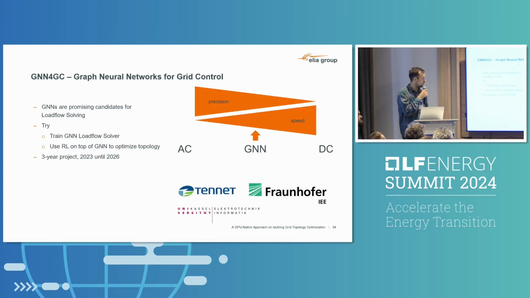Next to this, we're also involved in graph neural networks for grid control, which is a research project, basically looking at graph neural networks for the load flow calculations. This is one aspect, and the second aspect is to use some kind of optimization, for example reinforcement learning, to then potentially find a good topology. This is a 3-year project and will go until 26.